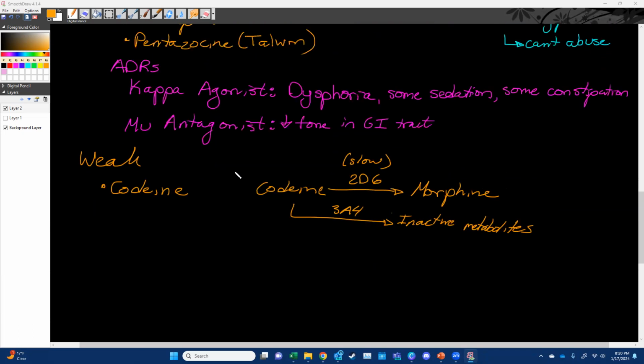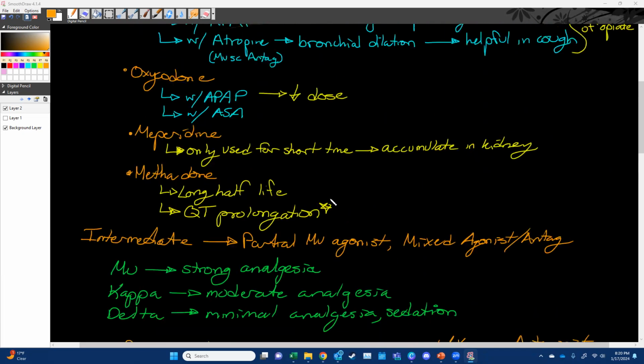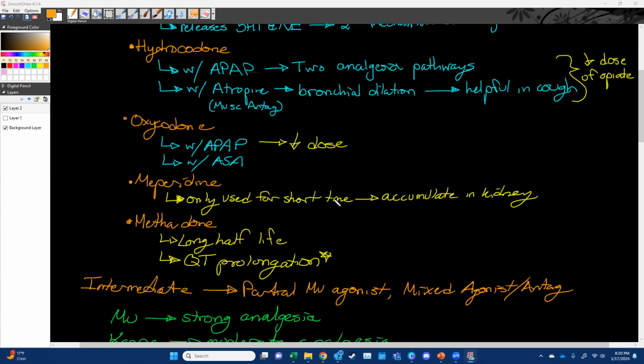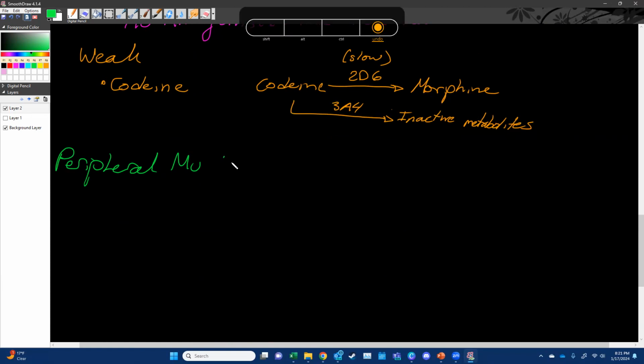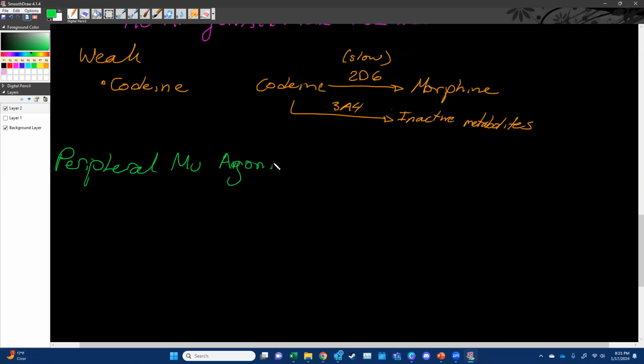All right. So those are all of our central drugs, all the drugs that are working within the brain. What we need to talk about now is all the peripheral drugs. Let's talk about the agonists first.